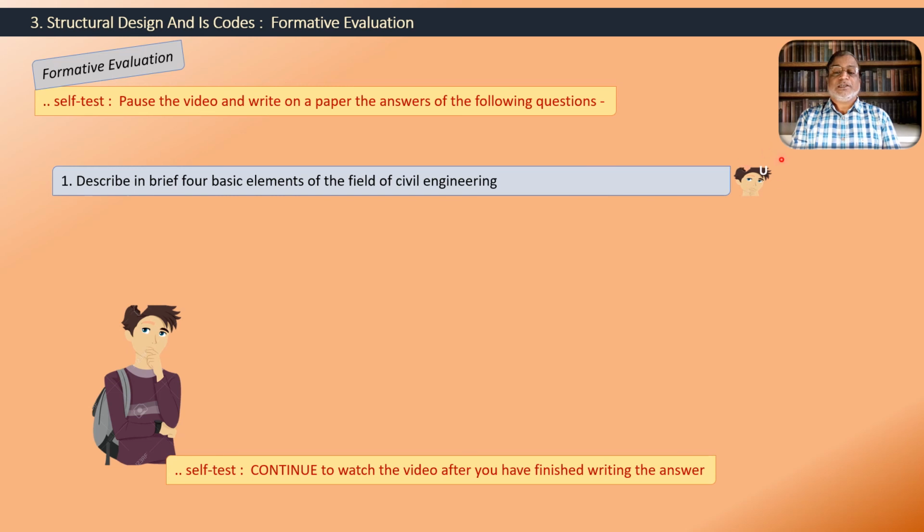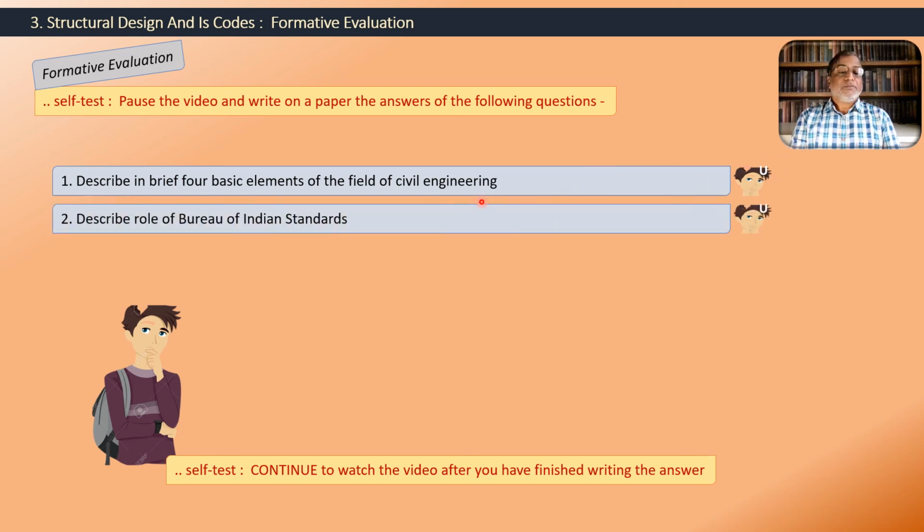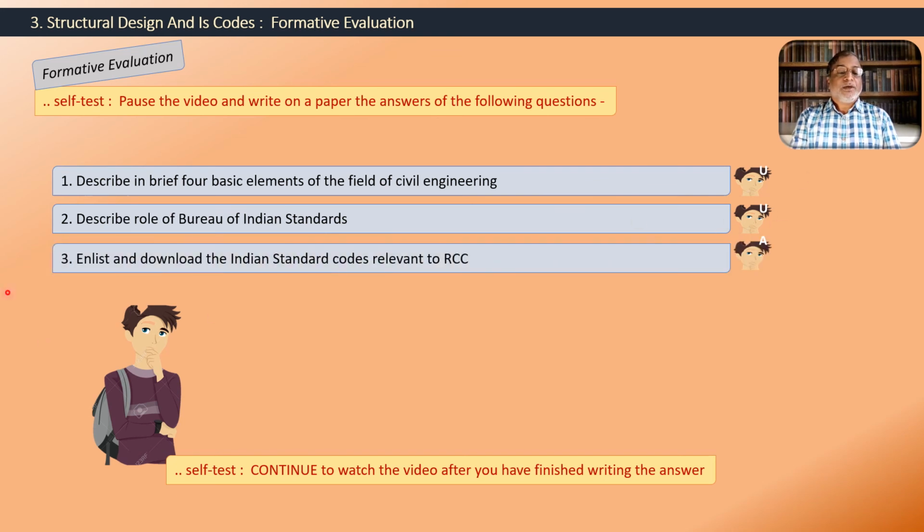So this is an understanding level question. Second is, describe the role of Bureau of Indian Standards. So this is also an understanding level question. And the third and last question in this formative evaluation is, enlist and download the Indian standard codes relevant to RCC. So these are the 3 questions. If you have given enough attention to these 3 questions, you can continue with the video.